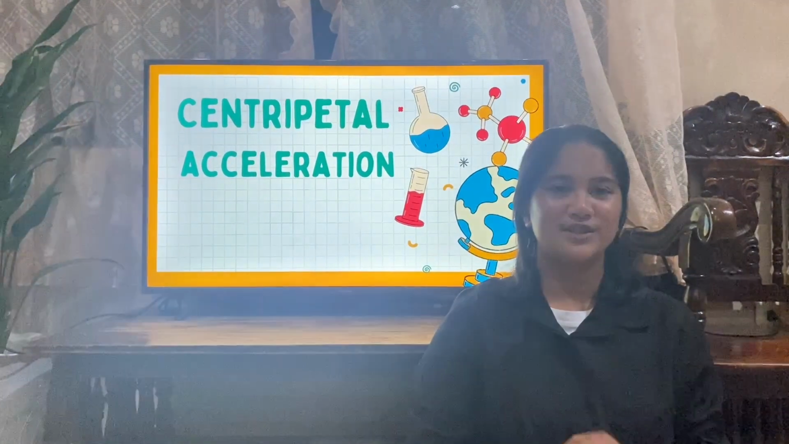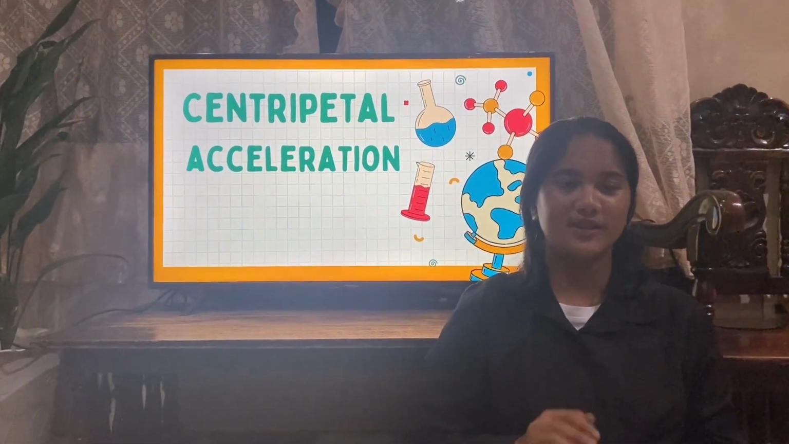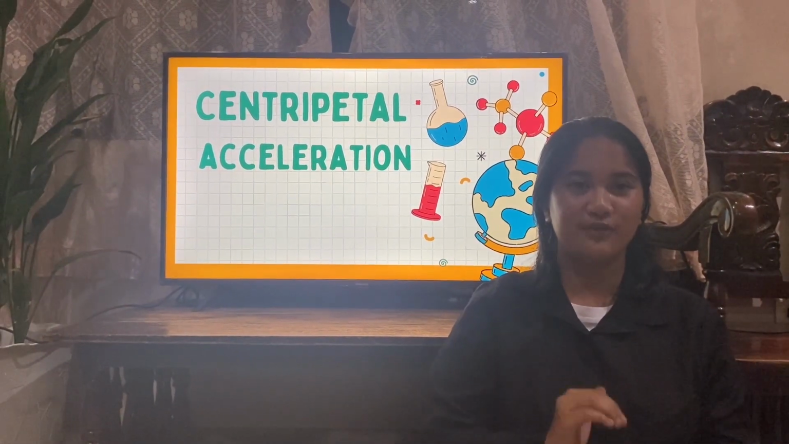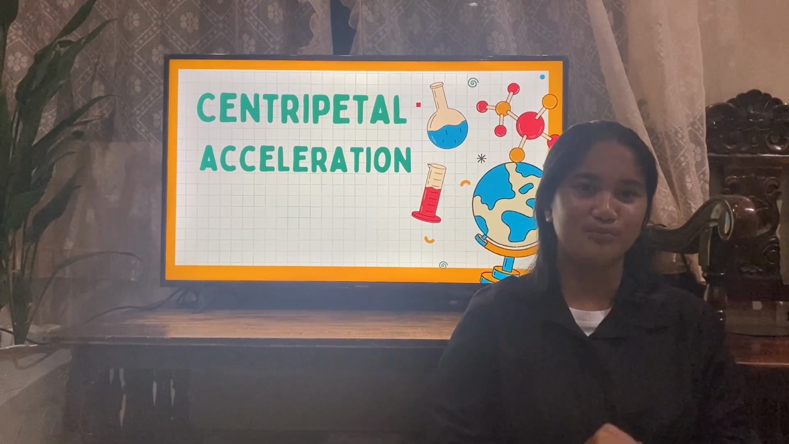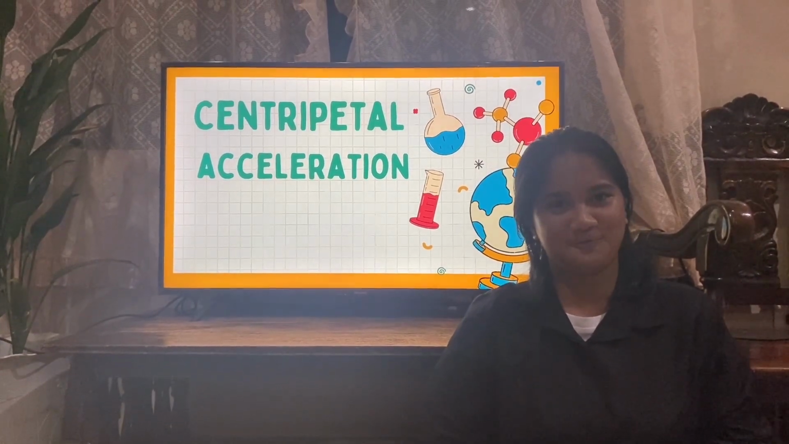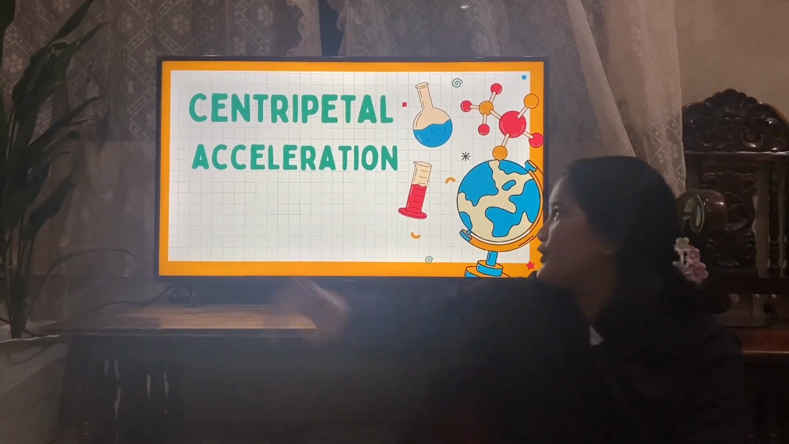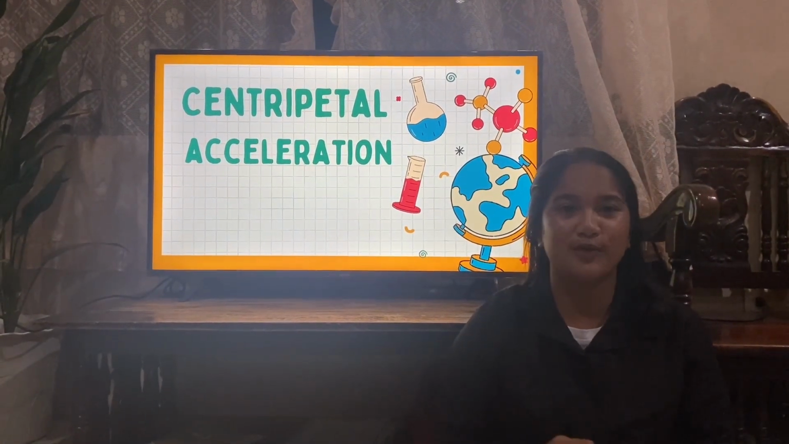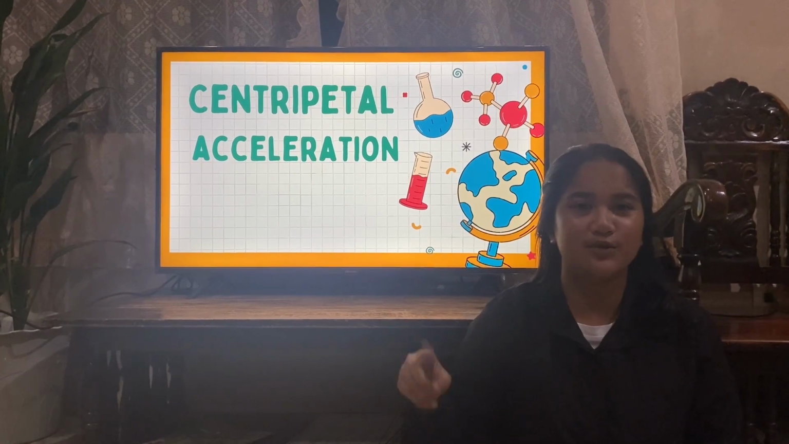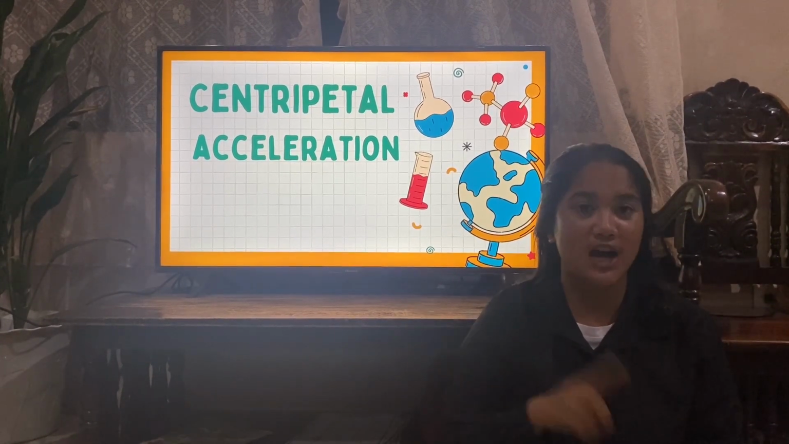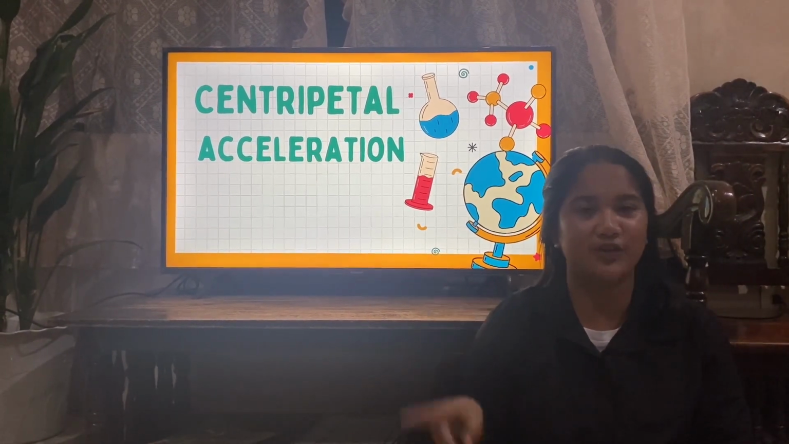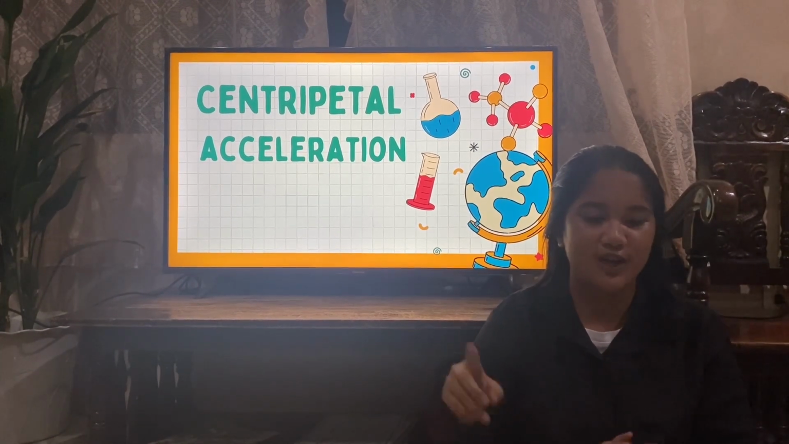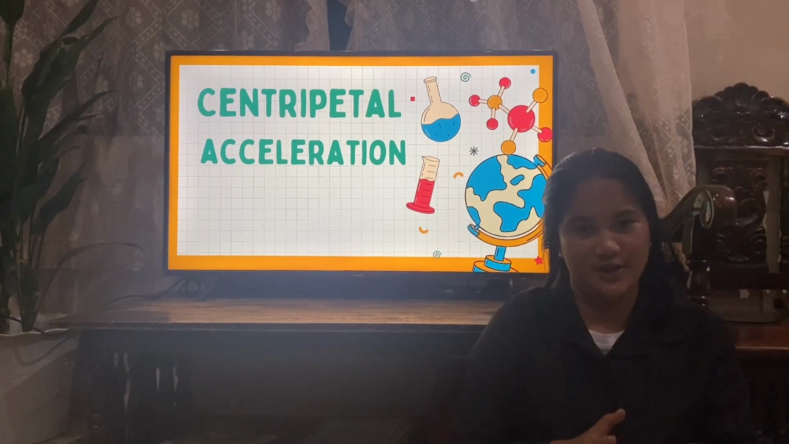It is important to note that centripetal acceleration is not a force, but a measure of the change of velocity of an object moving in a circular path. So the magnitude of centripetal acceleration can be calculated using the formula a equals v squared over r, where a is the centripetal acceleration, v is the velocity, and r is the radius of the circular path.